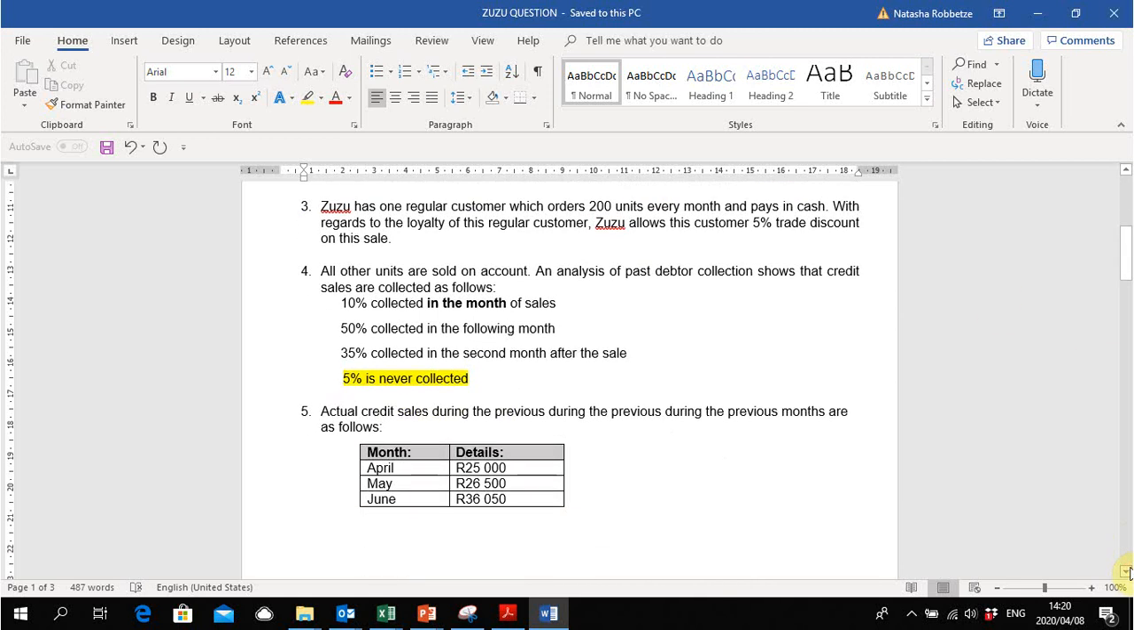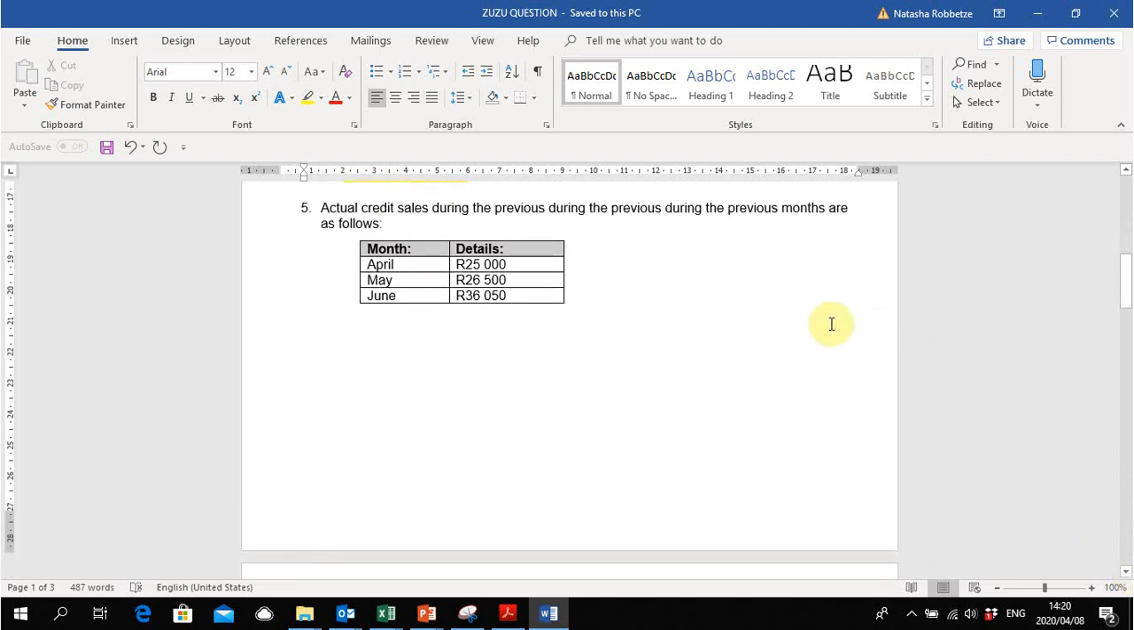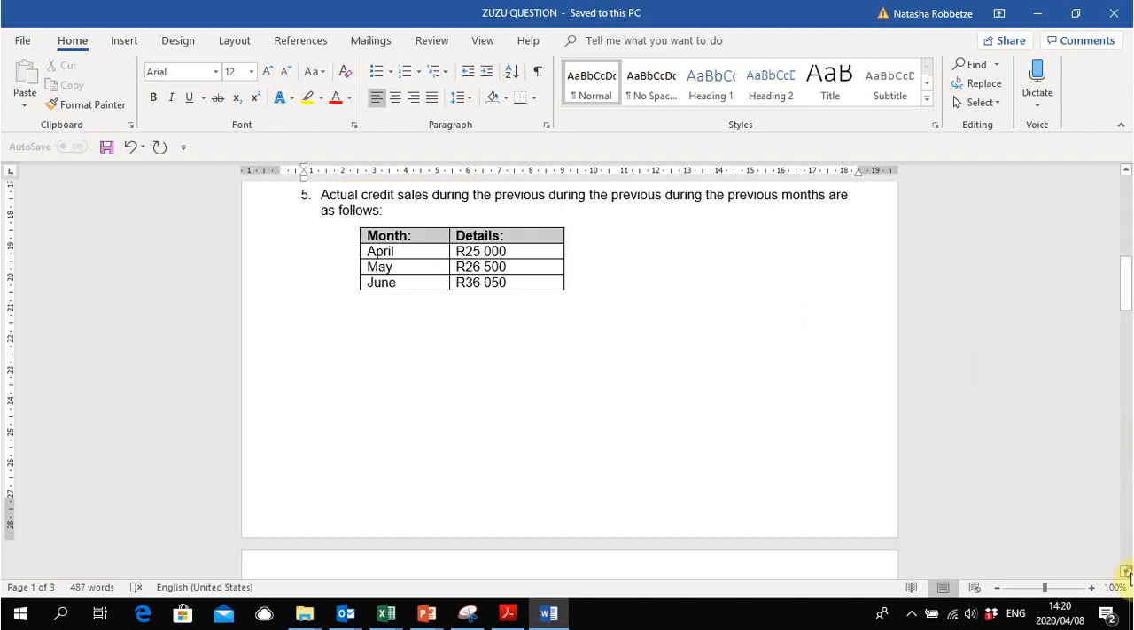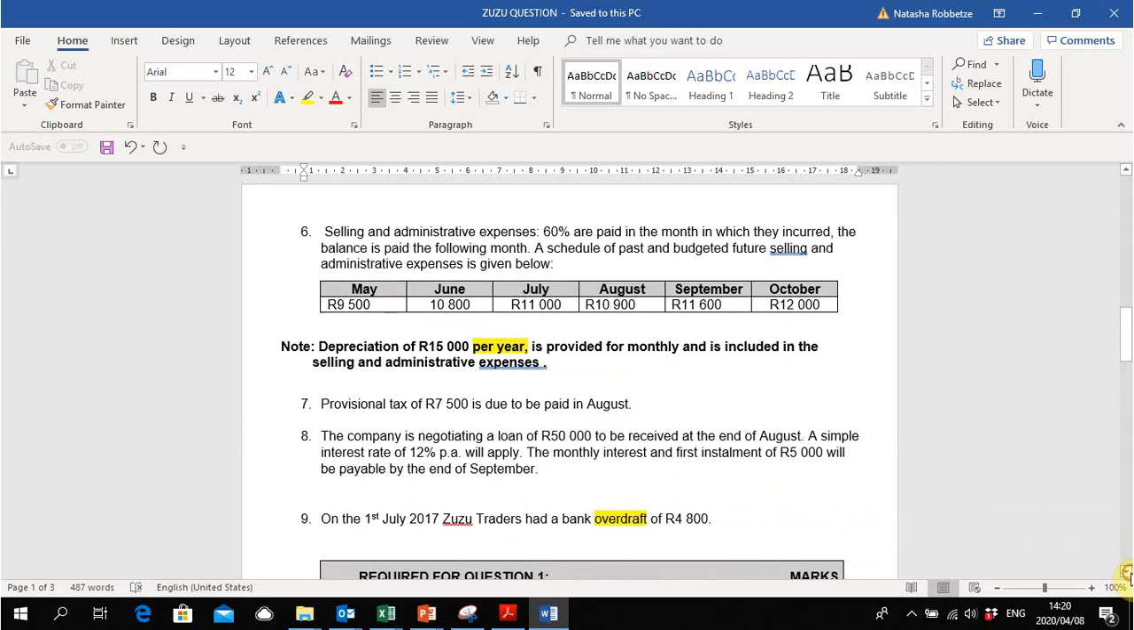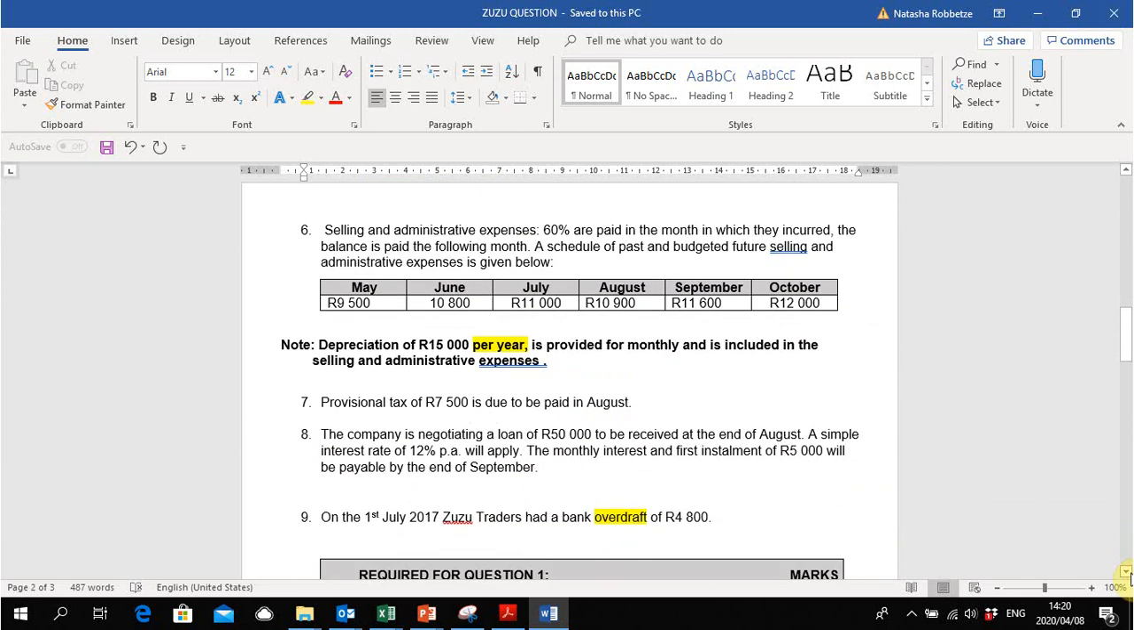In note number 5, we are given the credit sales that took place during the previous months. And they are 25,000, 26,500, and 36,050. Note number 6, quite interesting. We have some selling and admin expenses there. They say 60% of it is paid in the month that it is incurred, and the balance is paid in the next month. Then it's important to note that they've given you all the selling and admin expenses from May through to October.